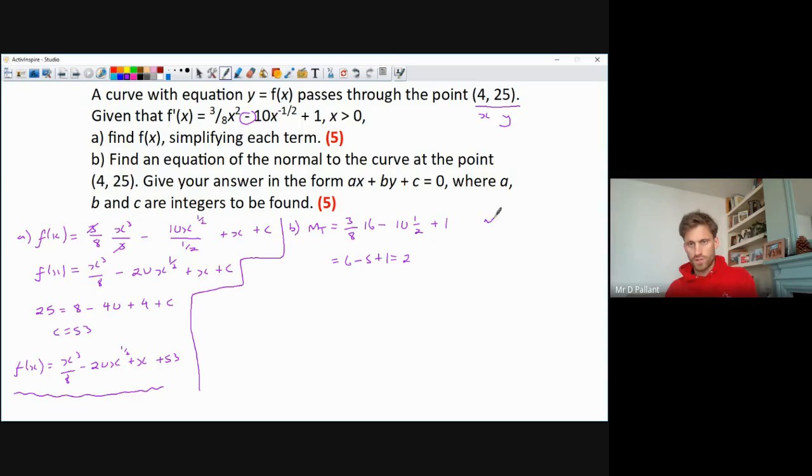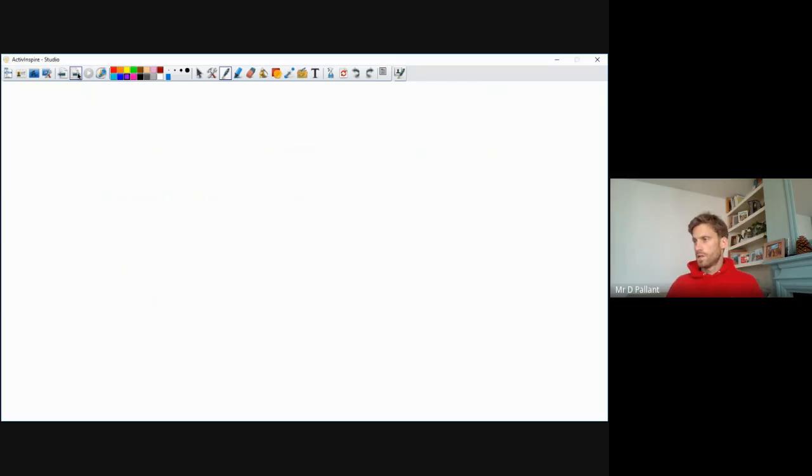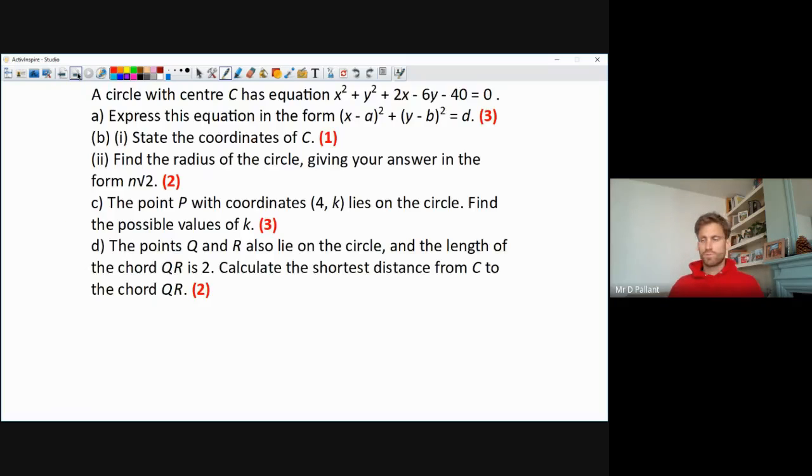And so, of course, the gradient of the normal is minus 1/2. So we can do y minus 25 equals minus 1/2, x minus 4, times by 2: 2y minus 50 equals minus x plus 4. So x plus 2y minus 54 equals 0. There we go, question 1.